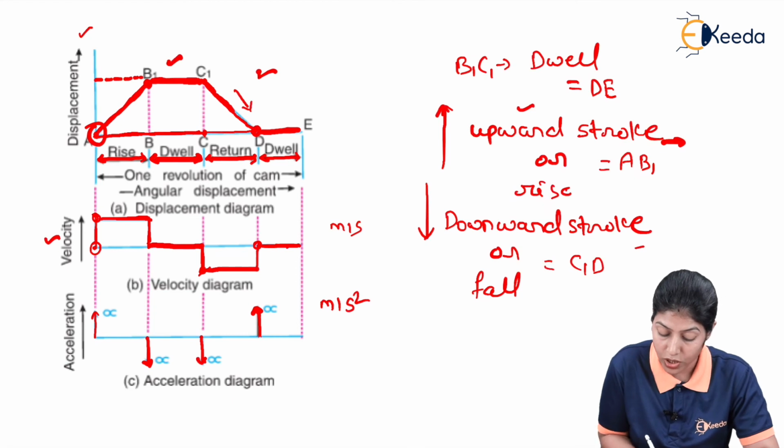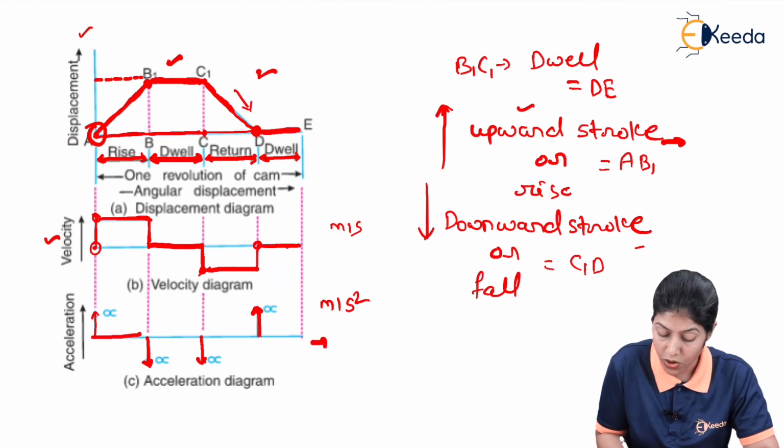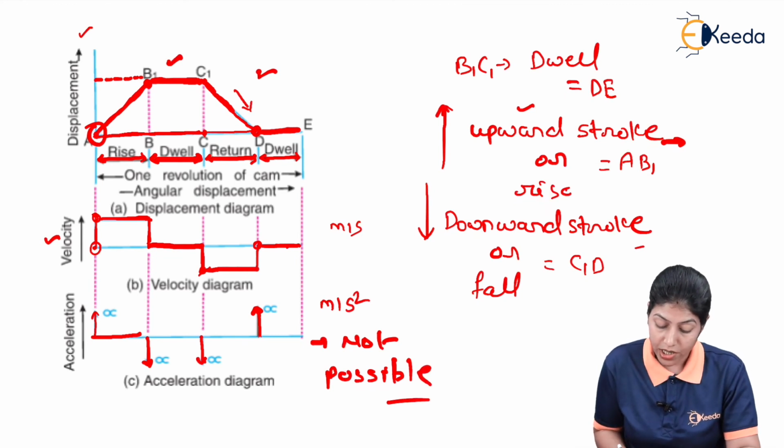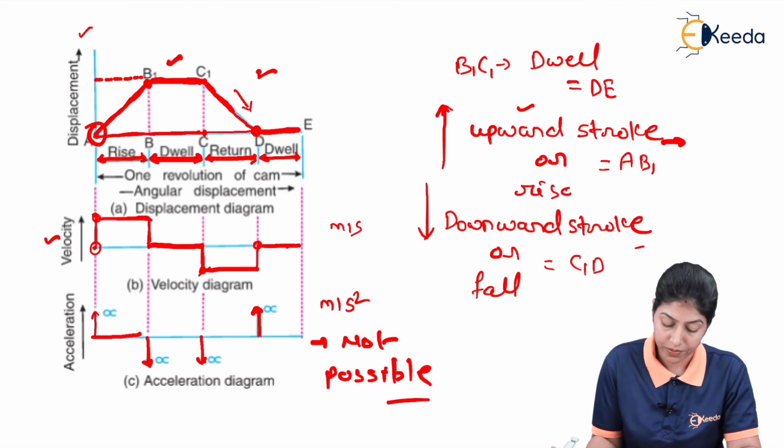This condition is not at all possible. We cannot get infinite acceleration for any displacement or for any change in velocity. Because of the 0 time period, here acceleration will be infinite, and this is not a possible condition. So if we want to change this not possible condition into a possible condition, we have to do some modification in this particular diagram.